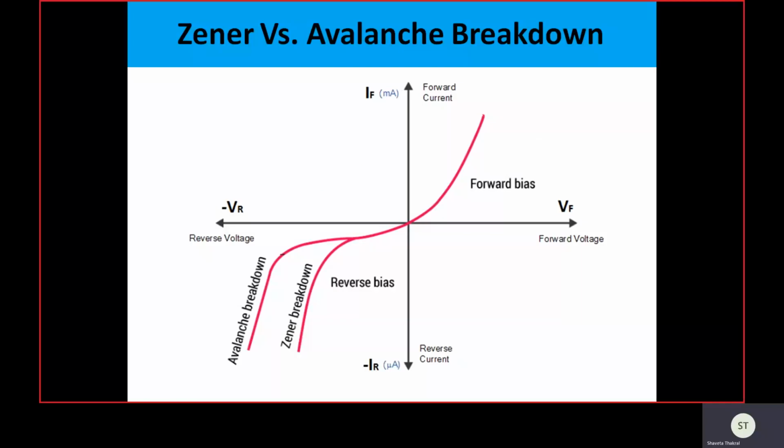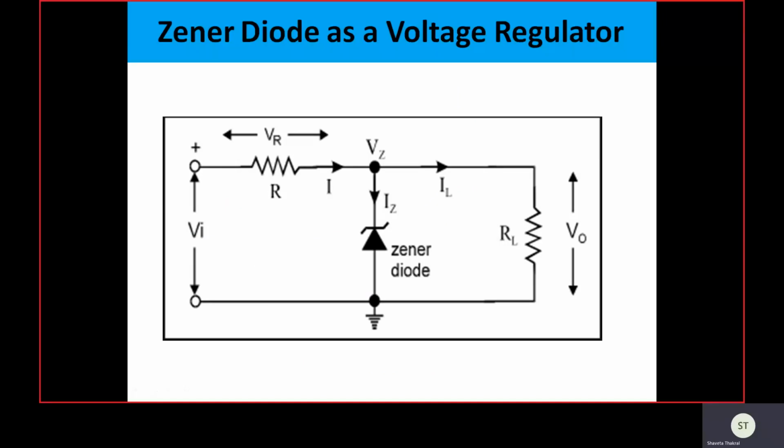And this is the graph where we can see the difference between Zener breakdown and avalanche breakdown in reverse biasing. The Zener breakdown takes place at a lower reverse bias voltage, whereas the avalanche breakdown takes place at a high reverse bias voltage. And what is the application of the Zener diode?